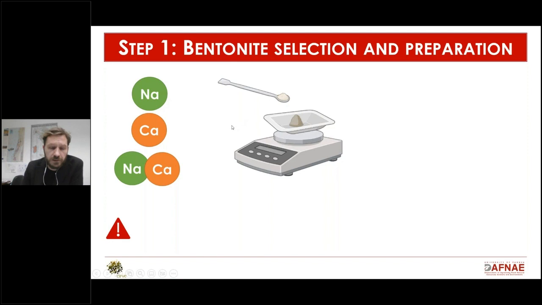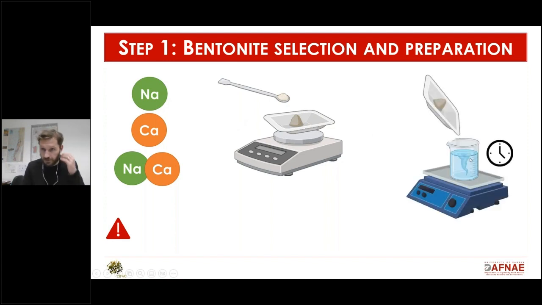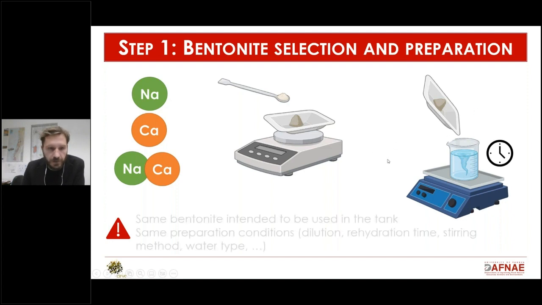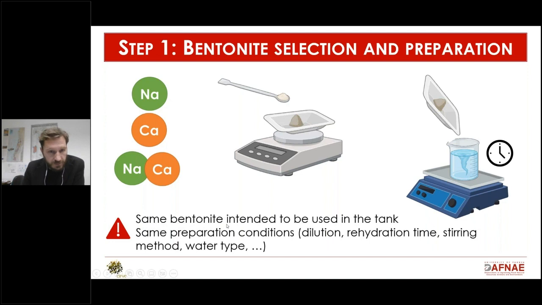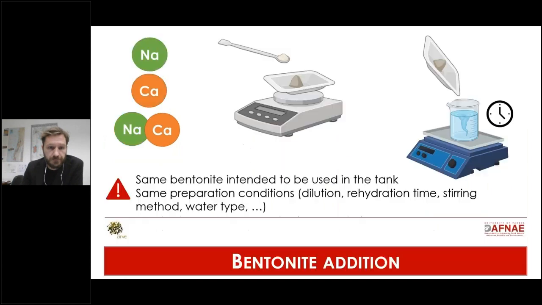So you take your bentonite, you make a stock solution in water with stirring, so you give time to the bentonite to swell. So the bentonite will hydrate and it will be ready to work. So you do a stock solution of 5 or 7.5% in water. It's important that people always use the same bentonite that has been used in the tank, because there's no point in testing a bentonite and then adding another bentonite. The results will be wrong. And also to be careful with the same preparation conditions. So same dilution of the stock, same rehydration time, same stirring method, same water type, and so on. So a lot of attention to detail is needed to get representative and reproducible results.